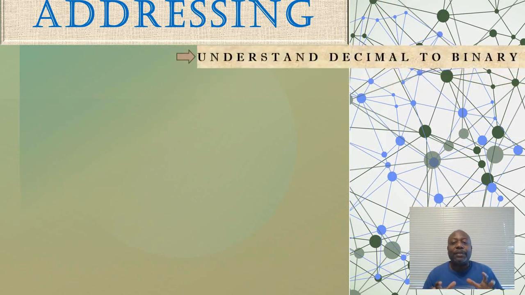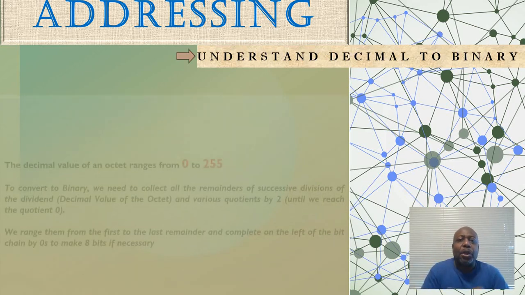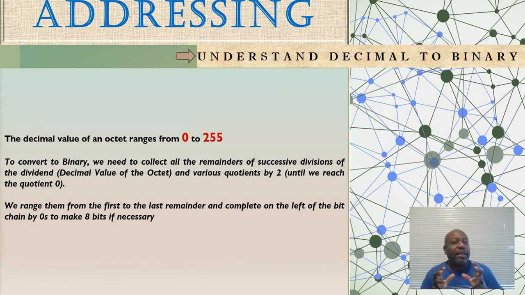Now, we have to understand that we can also do the reverse. Decimal to binary. That is, we get a decimal. How can we go from a decimal number to an octet, a chain of bits? Let us see. The method is going to be a little different. Here, we're going to use a set of divisions.